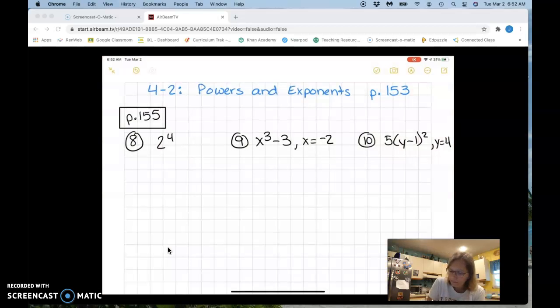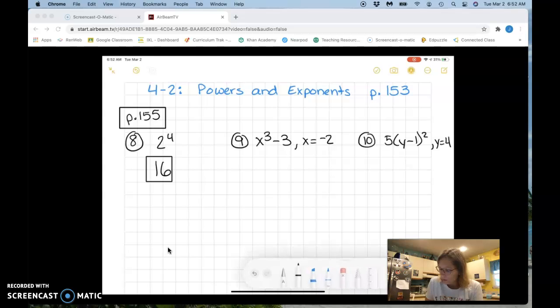That's all there is to it. You're just solving it. Now the next two are a little more complex, but that's okay. We'll just take it one step at a time, and we will solve it. So it says x to the third minus 3 when x equals negative 2. So I'm going to plug this in for the x and solve it.